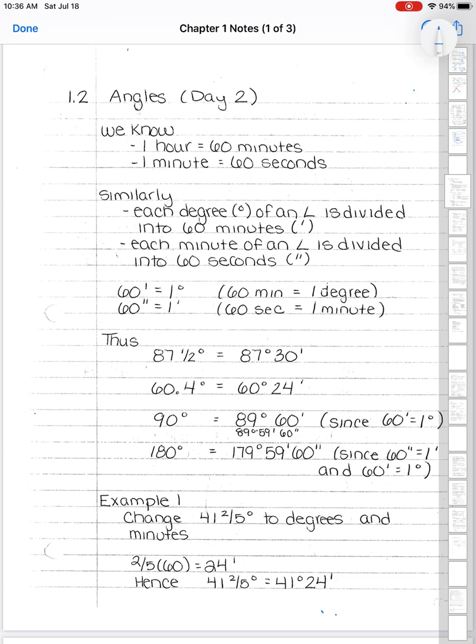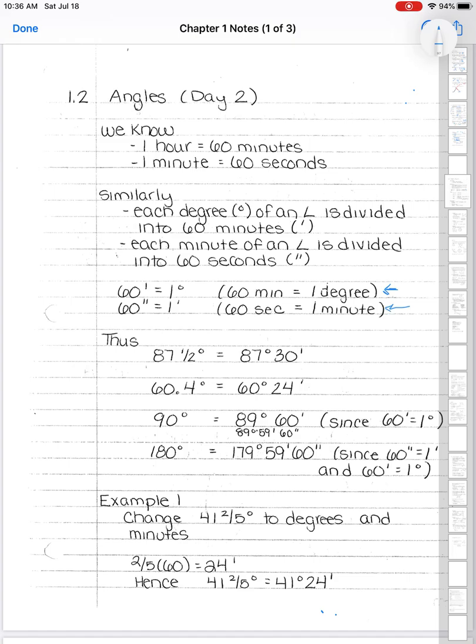If we go back to some recall information here, we know that 1 hour equals 60 minutes and 1 minute is equal to 60 seconds. If we now relate that to geometry in terms of angles, each degree of an angle is divided into 60 minutes, and each minute of an angle is divided into 60 seconds.